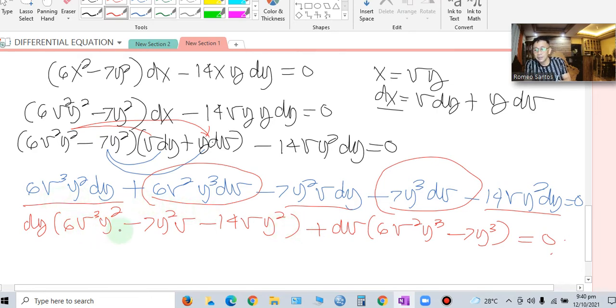So, dito, yung y squared, pwede natin factor out. So, siyempre, matitira na mga b. O, diba? Ang ganda. So, y squared dy. So, matitira lang lahat ay b. 6b cubed minus 7b minus 14b. Ayan. Simple na, di ba?